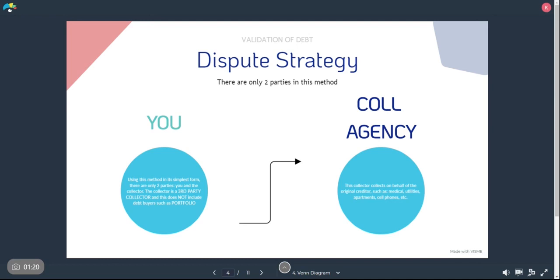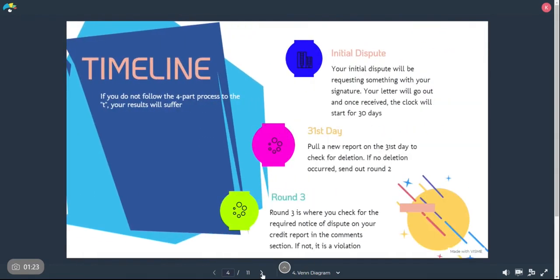So this is the way that it works. And if you don't follow this 4-part process, then you're really going to miss this entire thing, all right? So number 1, the initial dispute. Your initial dispute will be requesting something with your signature, okay? Now, requesting something with your signature doesn't always have to be verifiable proof, meaning that there are other things that they can send. People get this totally wrong, but that's outside the realm of this video. So your initial dispute will be requesting something with your signature. Just to keep it simple, the letter will go out, and once received, the clock will start for 30 days.